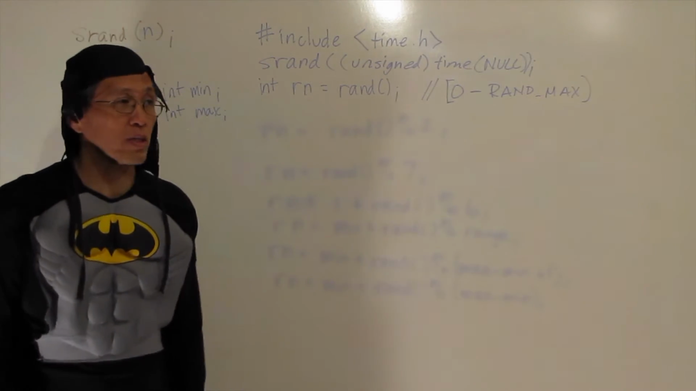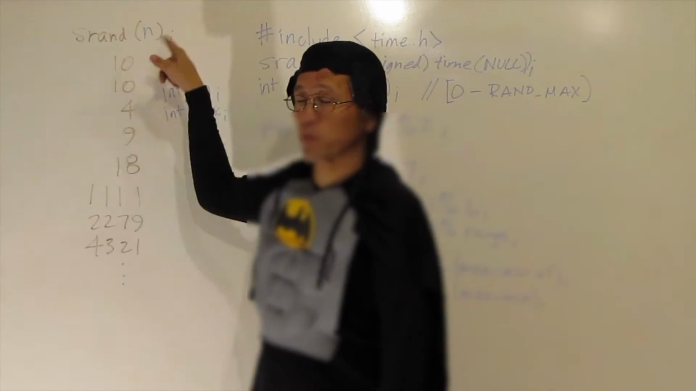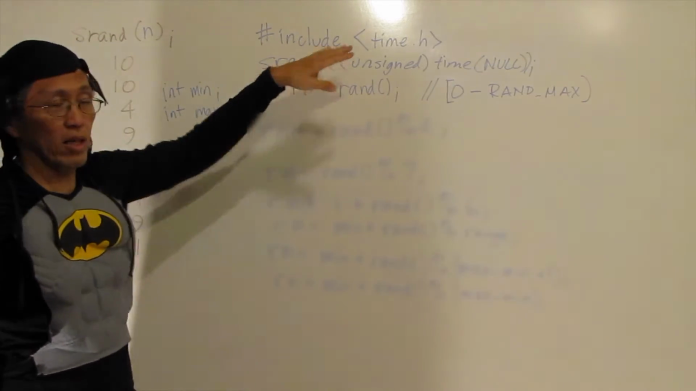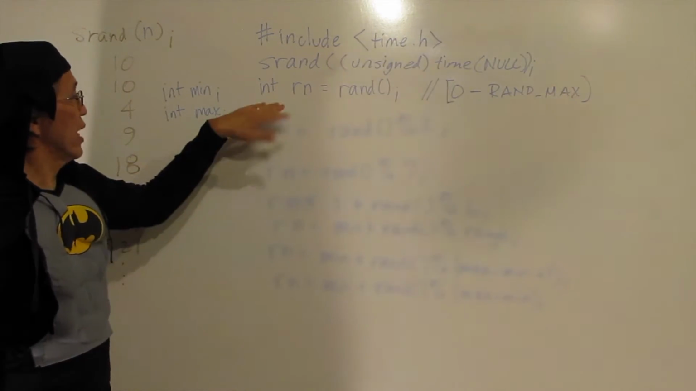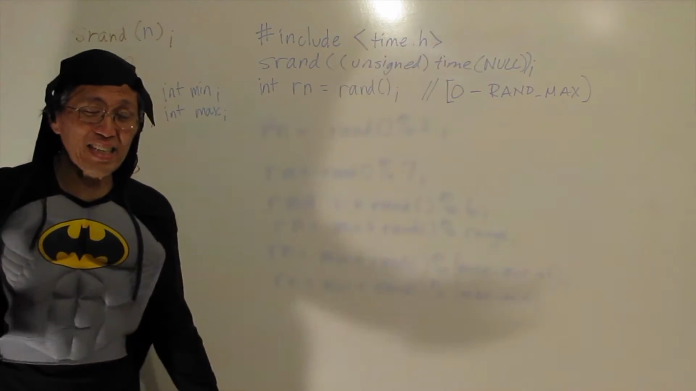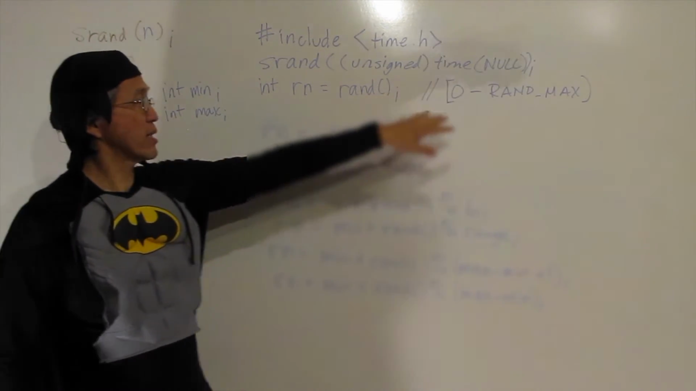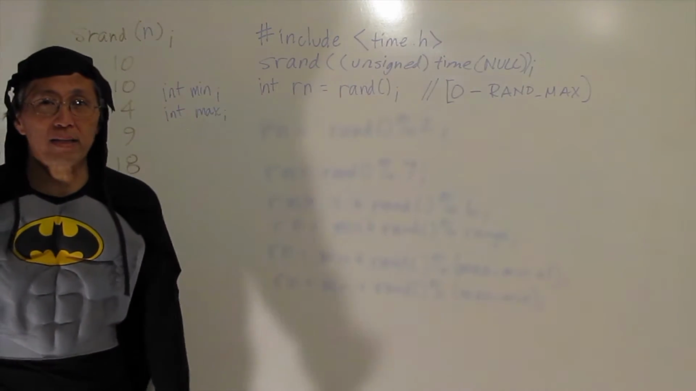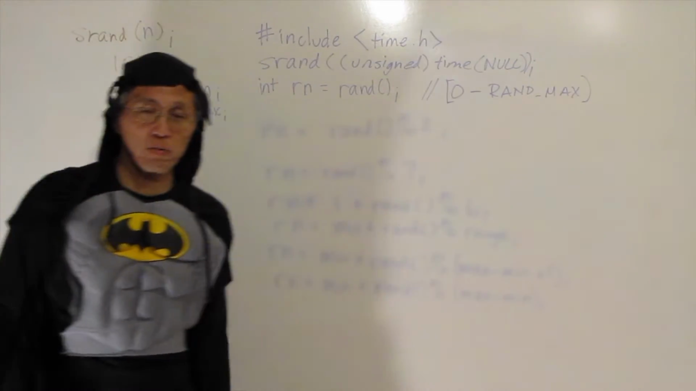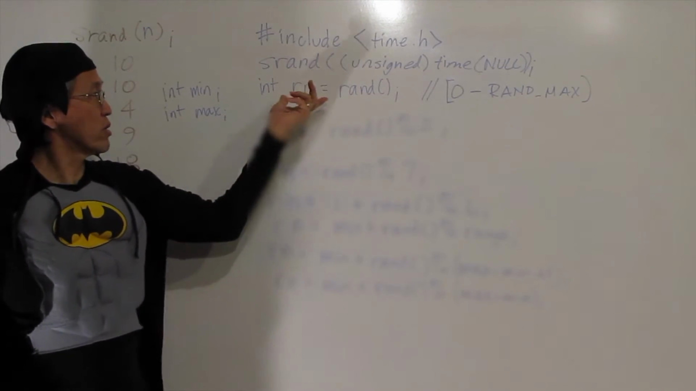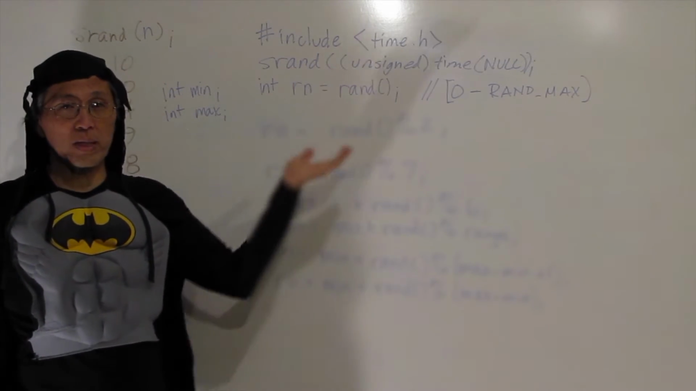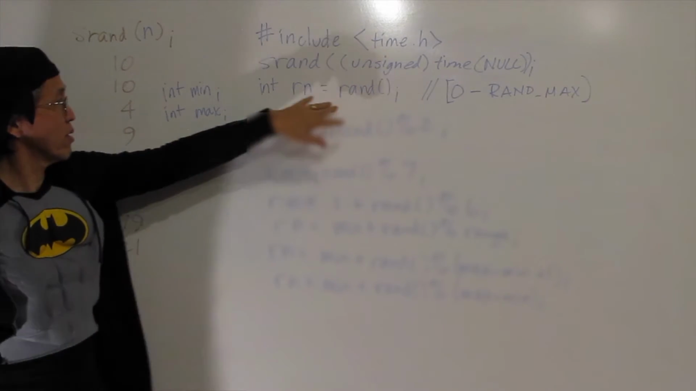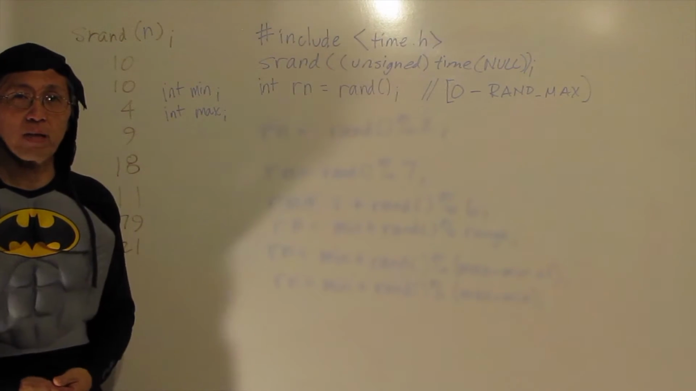If you want the same random number sequence, you want to use srand with some number that's always constant. So here's a little code, and all I'm going to do is int rn = rand(). That's going to give me one number between 0 and this magical number RAND_MAX. It's exclusive of RAND_MAX, so it could be anywhere between 0 and RAND_MAX, not including RAND_MAX. So every time we ran this piece of code, it would give us some random number.